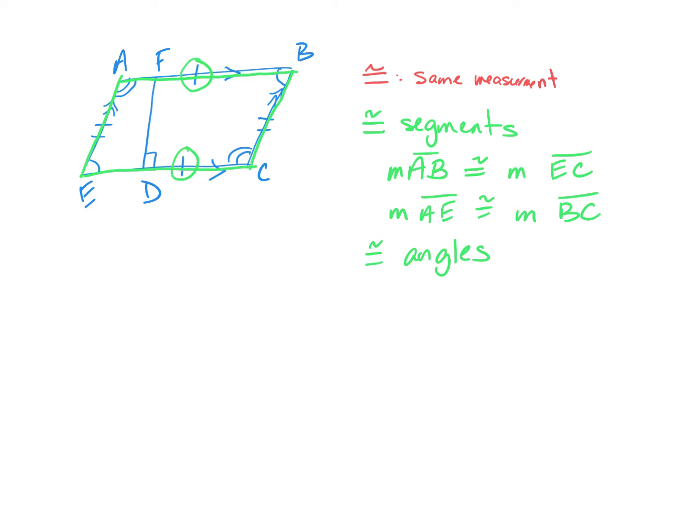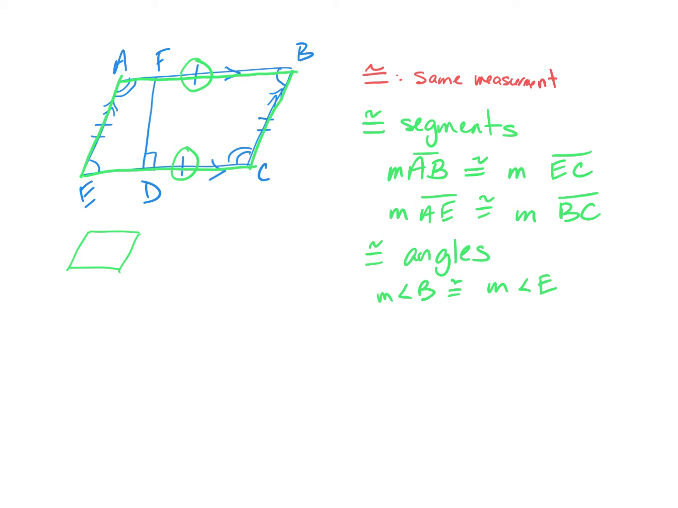Here you're going to look at the tick marks on the angles, and they have to have the same exact tick mark. If you look at angle B, which is uncomplicated, do you see it? There's nothing else there in that corner. And angle E, those two angles are congruent. So if one of them measured 50 degrees, the other one measures 50 degrees. So the measurement of angle B is congruent to the measurement of angle E.